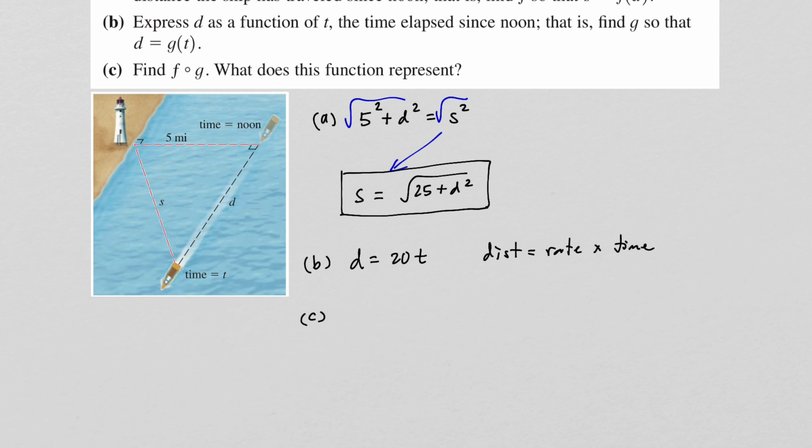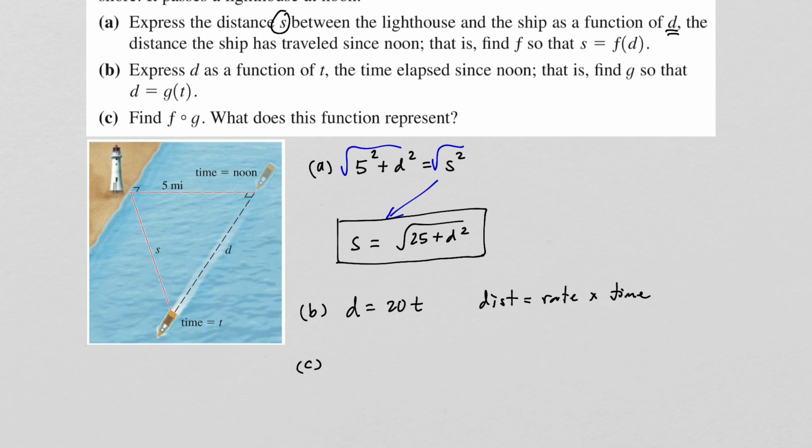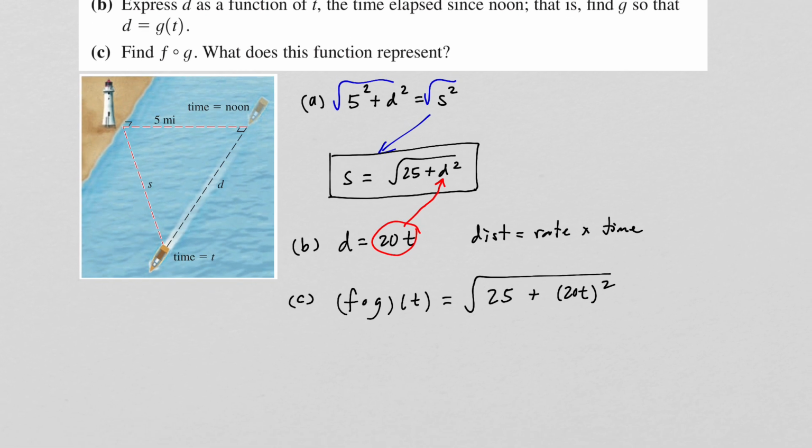So now for part C, it says find f of g. What does this function represent? So let's keep in mind that f was the first function that we found. g is the second function that we found. So if we want to do f of g, and this will be f of g of t, we're basically going to take the 20t and substitute it in for d right here. And this will give us the square root of 25 plus 20t quantity squared. And if we simplify this a little bit, we get the square root of 25 plus 400 t squared.